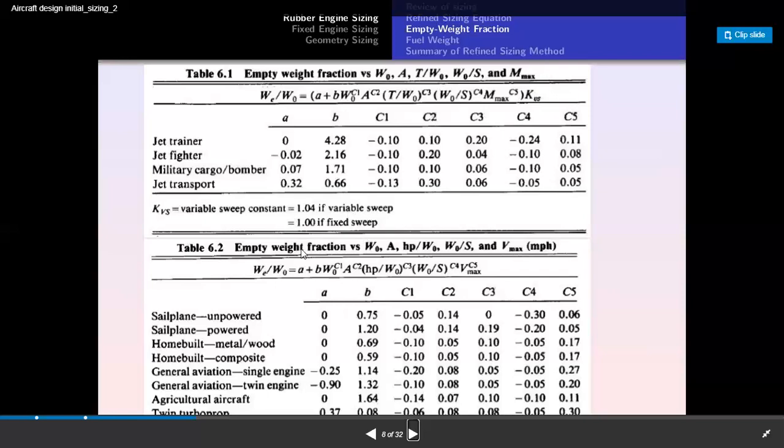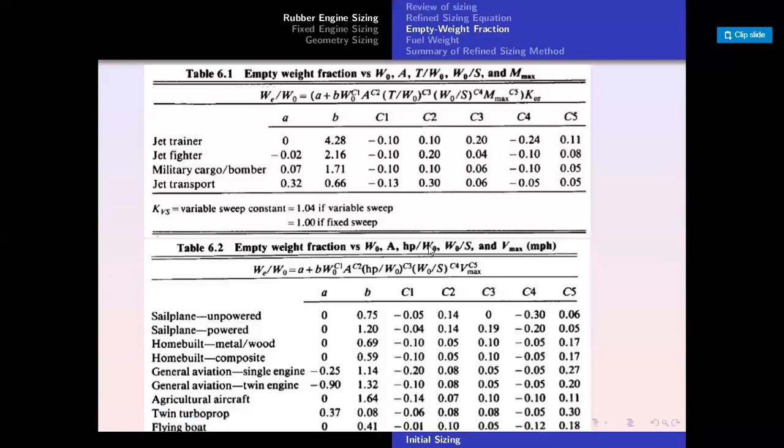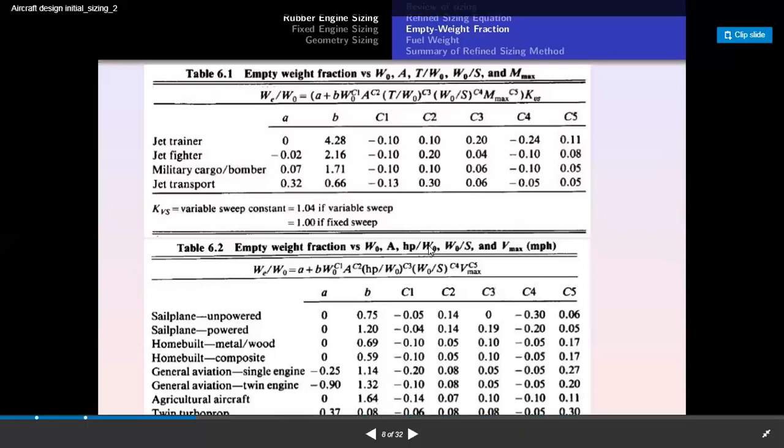Clear? And empty weight fraction versus W naught is mainly for propeller based aircraft. We can see this is called thrust to weight ratio, and HP by W naught is called power loading. You can also call W naught by WS wing loading. Understood? So thrust to weight ratio, in the propeller based aircraft the thrust is given in terms of horsepower. Yesterday when we were discussing, we discussed it clearly. Clear? So sail plane unpowered, sail plane powered.